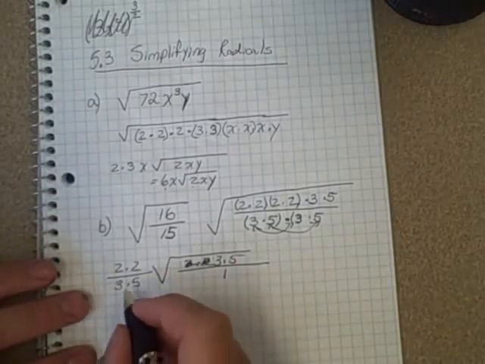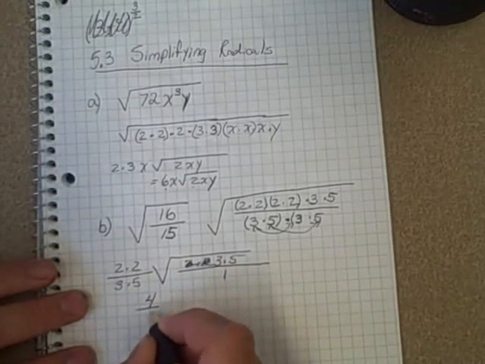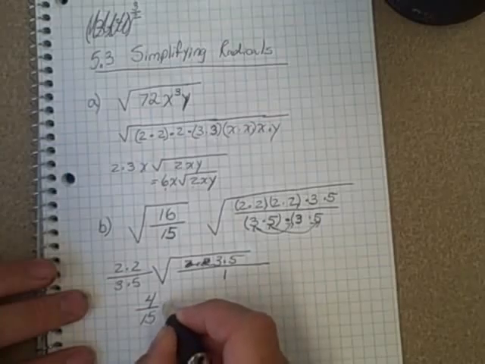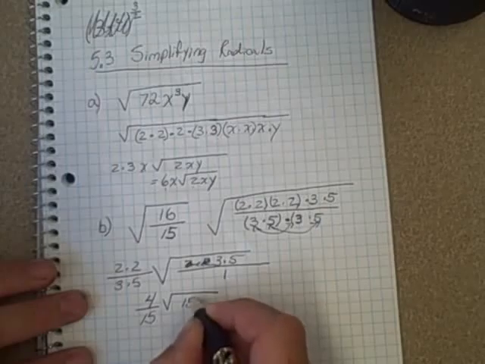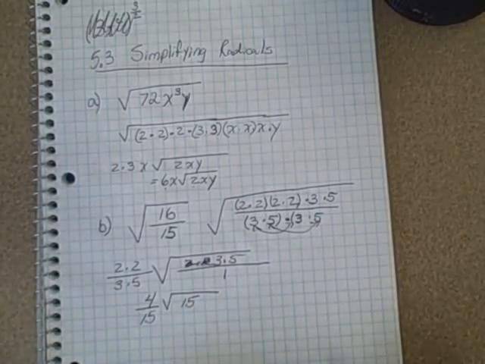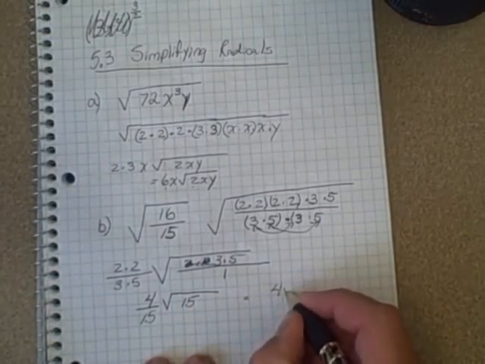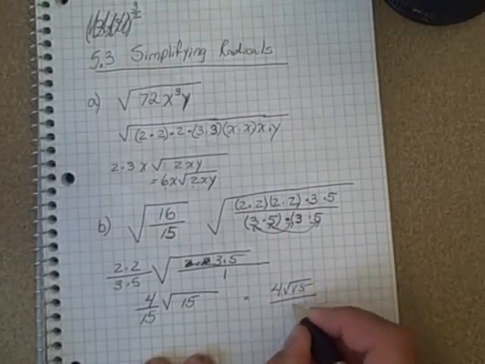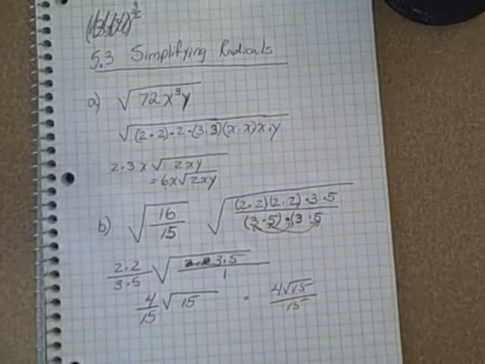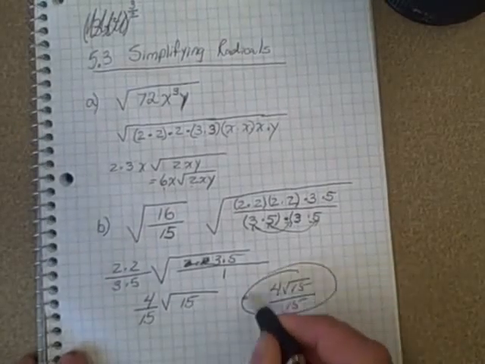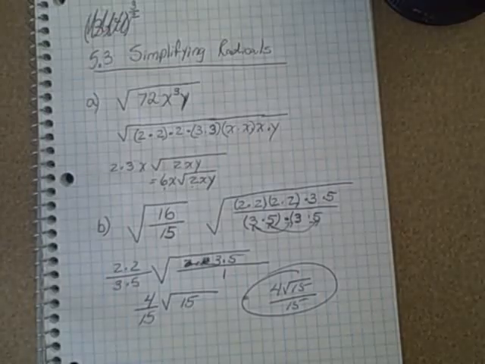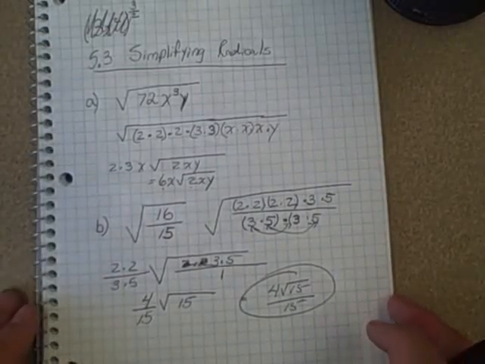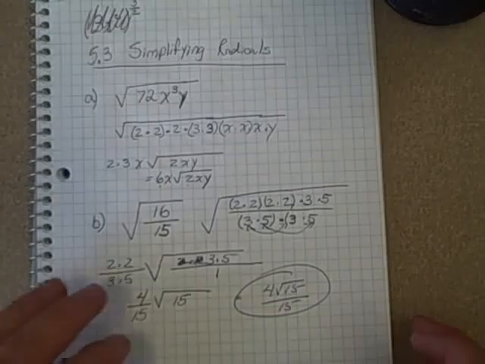So then this becomes 4 over 15 root 15. And that would be another way you could write that. You could say 4 root 15 over 15. Those would be the same answers in that case. Let me just check my field of view, make sure that that's in there for you. Okay, I think I've got enough time to do one more example here.